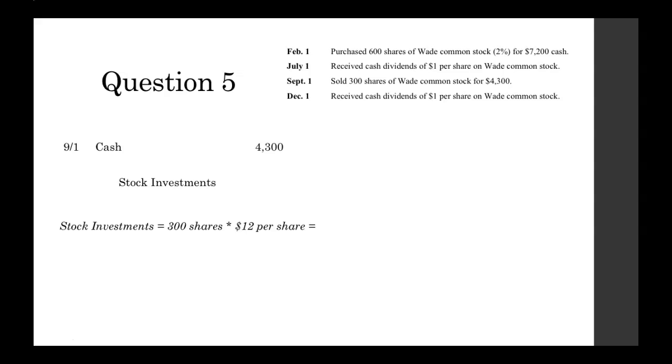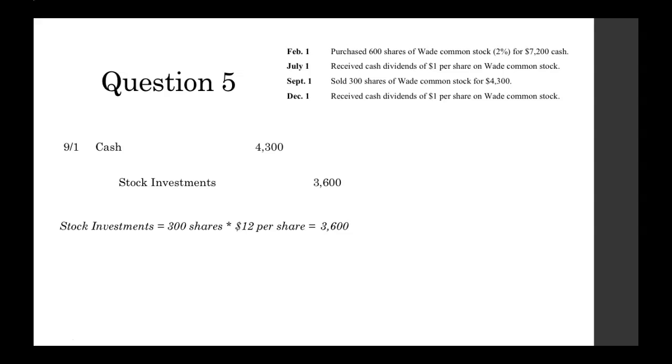So here, when we are selling our stock investments, we need to calculate how much we initially paid per share of stock. So back in February, we initially paid $12 per share. So that's how we value these stock investments. We take the 300 shares that we're selling, times that $12 per share, and we get $3,600. So we'll credit our stock investments for $3,600.